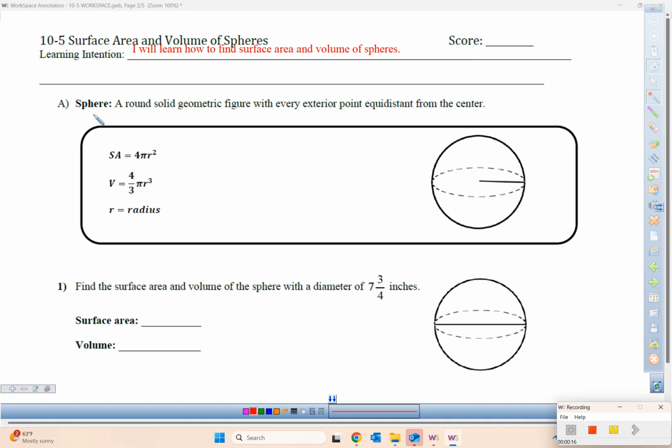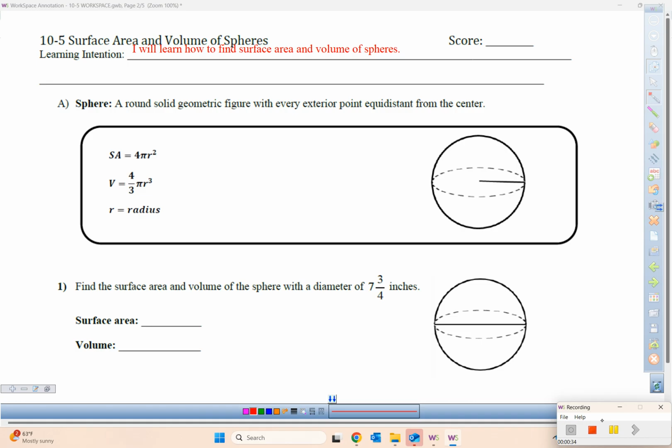Okay, right here it says a sphere is a round, solid geometric figure with every exterior point equidistant from the center. So there's going to be a center point which goes out. One of the very first things we probably learned growing up as a sphere was probably our planet. In textbooks, we'd always talk about how planet Earth is a sphere. Or balls are spheres.